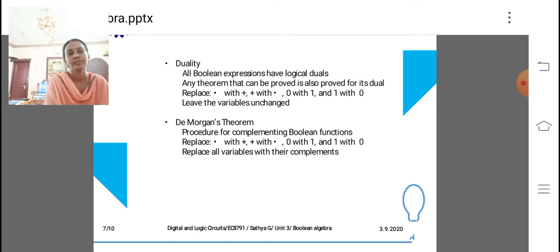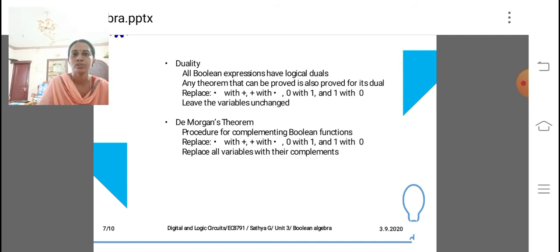Okay, in the university exam you will surely get questions like: what is De Morgan's theorem, what is the duality principle, and define the commutative, associative and distributive laws. These are all questions you can surely expect in the university question paper.